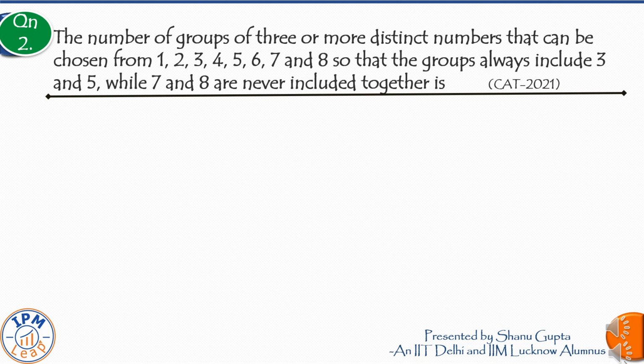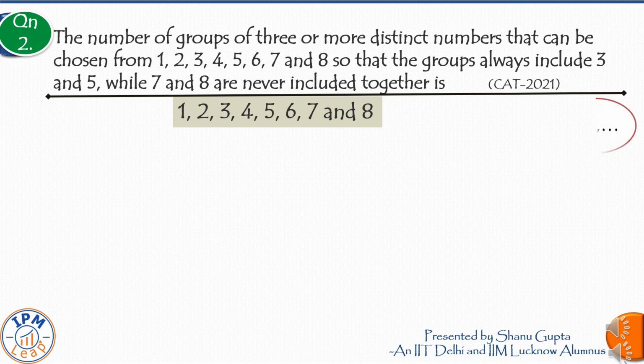So friends, this question is a little tricky because we can't use the formula directly. First of all, we need to see that there are 8 numbers, each of which could have been included or excluded from the group. Without any constraints, we can select each number in 2 ways. That makes 2 raised to the power of 8 possibilities. But the question says 3 and 5 should be necessarily included.